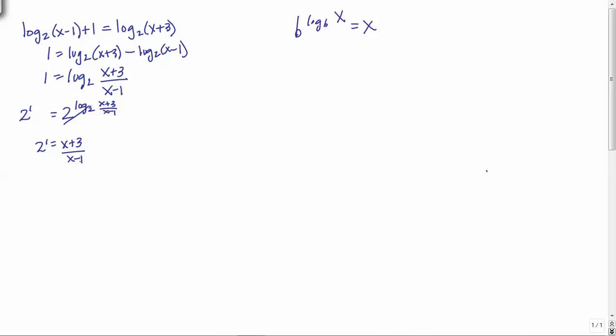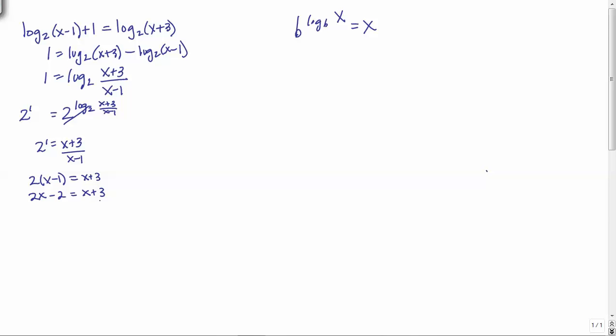How do we solve this? Just the same way we learned in algebra. 2 to the 1 is just 2. So we have 2. We're going to multiply that (x - 1) to the other side, since we were dividing by it before. So we have 2 times quantity (x - 1) equals x + 3. We can distribute that: 2x - 2 equals x + 3.